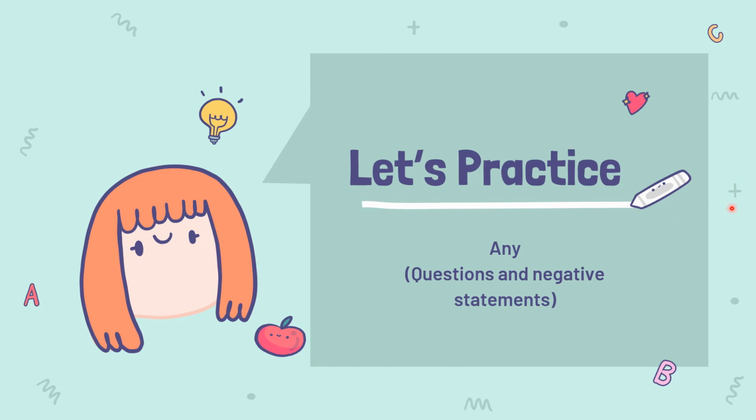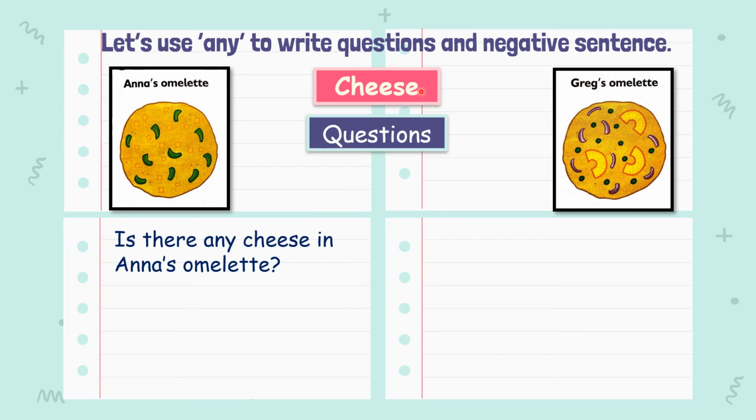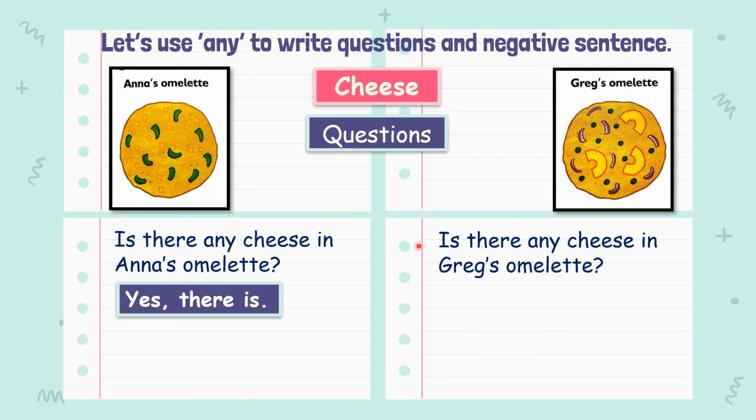Okay, so now let's do a few simple practices of using any to form questions and negative statements. Now, you can see there is Anna's omelette and Greg's omelette. I put the word cheese. So how do you ask questions? For example, is there any cheese in Anna's omelette? The answer is yes, there is. So, is there any cheese in Greg's omelette? The answer is no, there isn't.